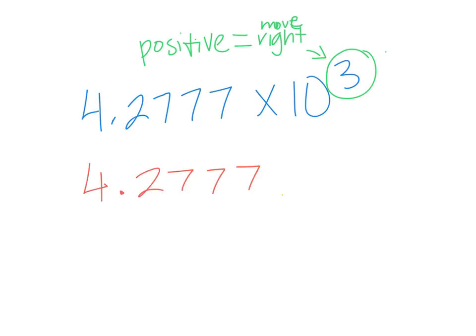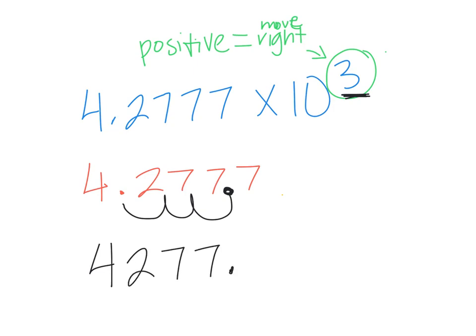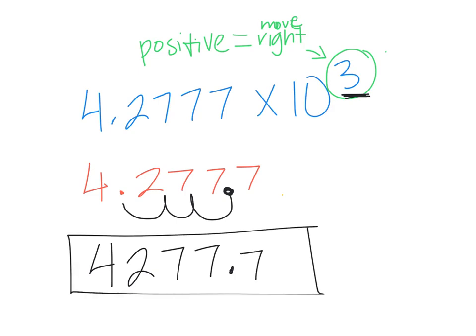So I rewrite my number and I move my decimal point to the right 3 times because that was my exponent of 10. So I go 1, 2, 3. This is my new resting place for my decimal. So I'm going to rewrite my number. 4,277.7 is going to be our answer.